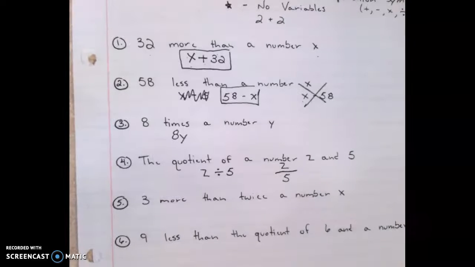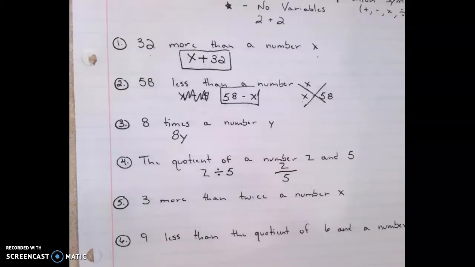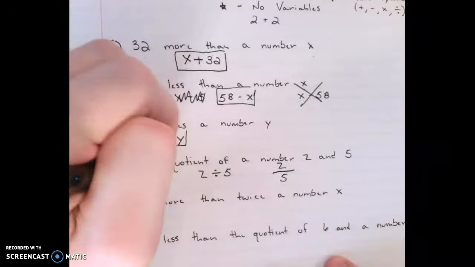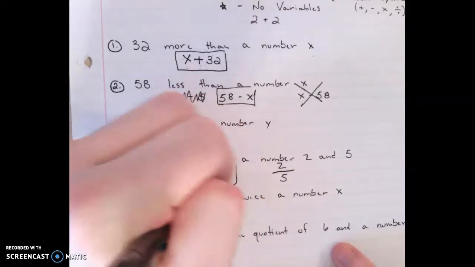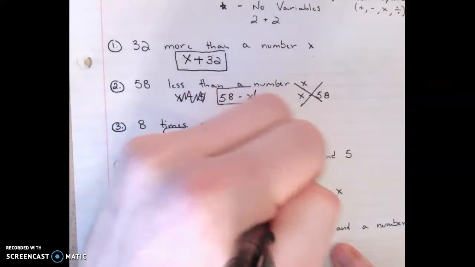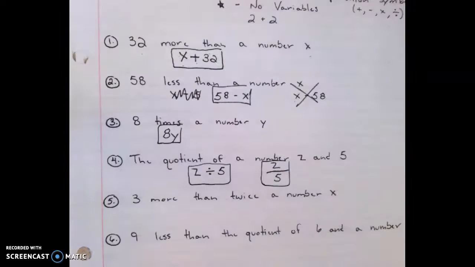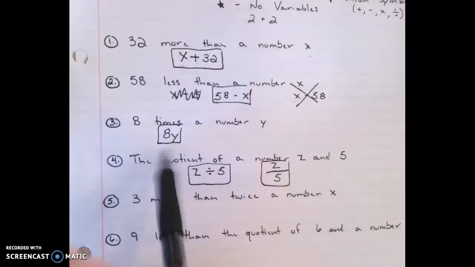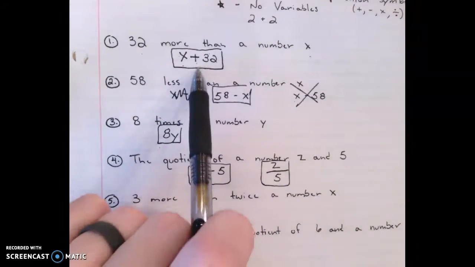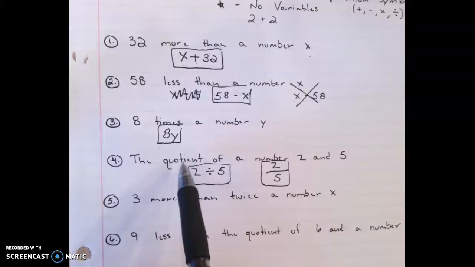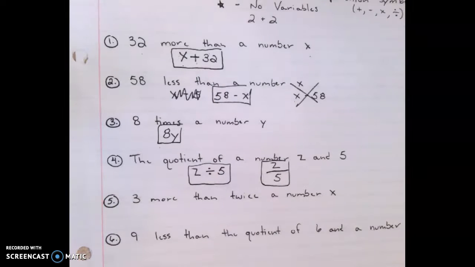Because fractions, the fraction bar is the same thing as doing division. So either one of those answers would be acceptable. Now, as you notice, every single one of these is just one step. We had just addition, just subtraction, just multiplication, just division. Things are getting a little tougher.